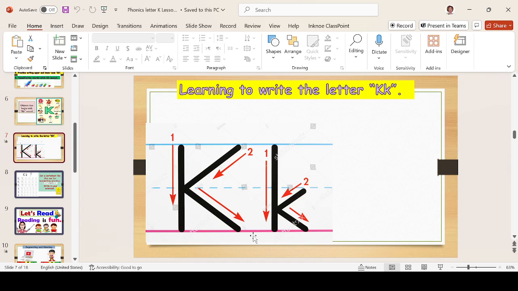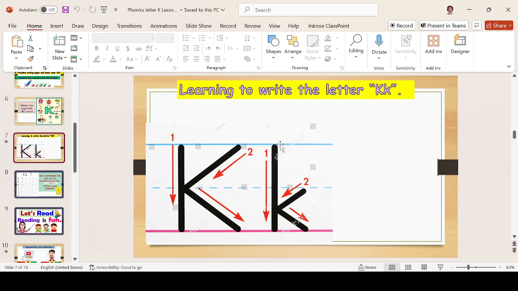Okay, so practice in the air. You can pause the video and practice 1, 2, 3. Only 3 steps, okay? You go down, you draw your line going to the first line, and then you make a kick.